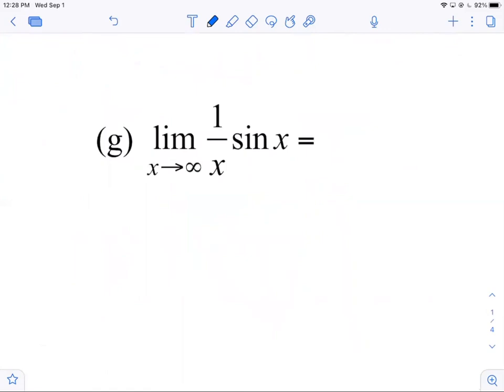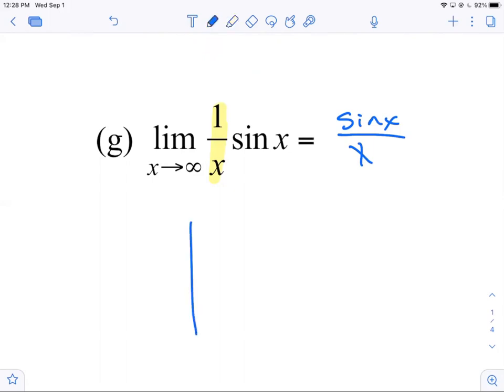Now look at this guy, 1 over x sine of x, also known as sine of x over x. But when we write it like this, now when you plug in, you get 0 times DNE. 1 over infinity is 0, times DNE. That still could be anything. What's happening to the amplitude now? They're getting smaller and smaller.